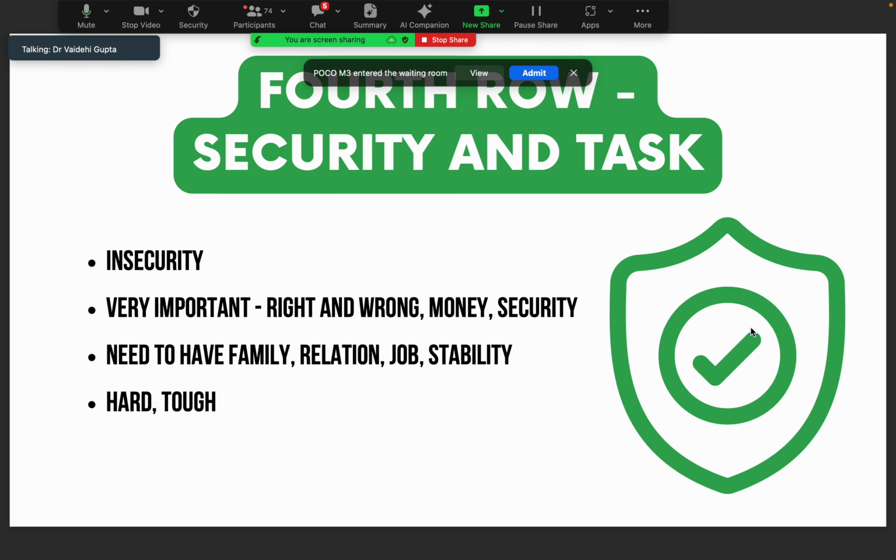Fourth row, it is about security, about tasks. There is a strong sense of insecurity. Right and wrong is very important to him. Money is very important to him because money is a form of security. So security is very important to him. They want family, job, relationship, stability in their life. Fourth row, most of the elements of the D block are in the fourth row. So they are hard in nature. That's why the fourth row is hard, tough.